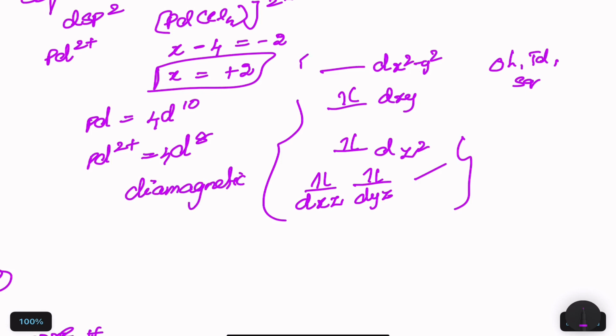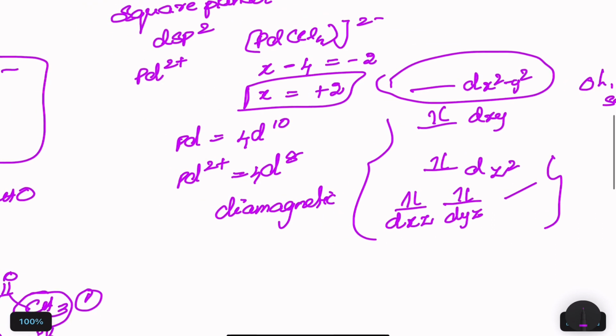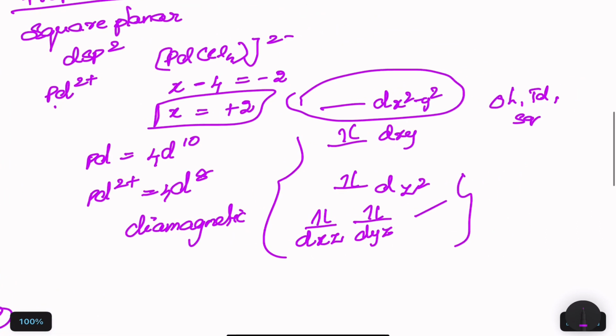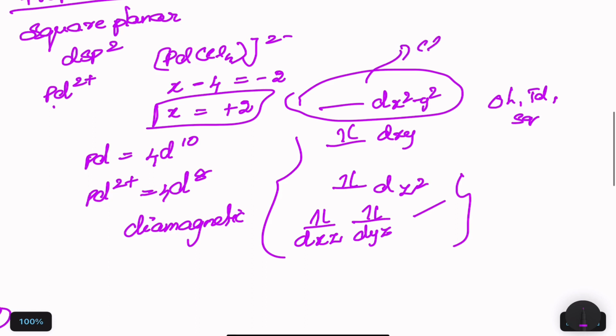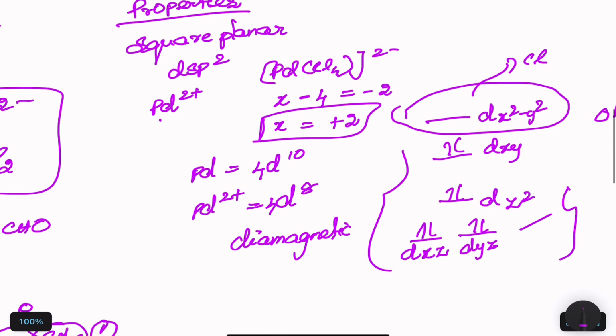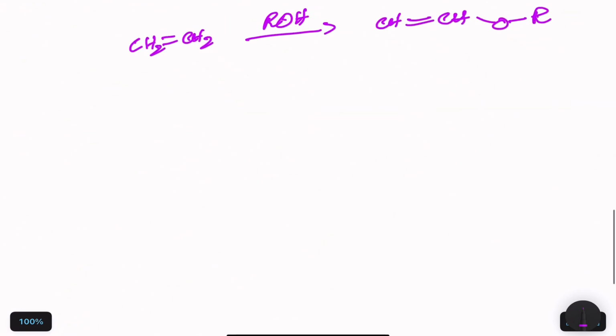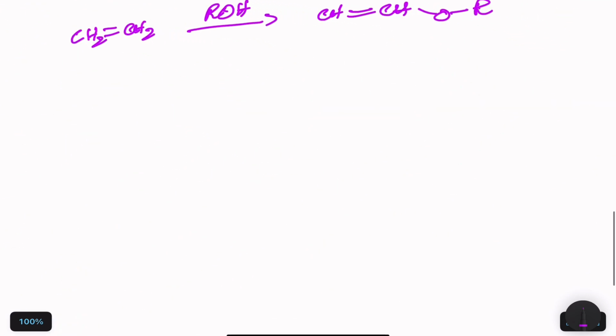And then here the dx2-y2 orbital will be responsible for bonding with chlorine. And then in this dsp2, the p will be what? px and py. d will be dx2-y2. So let's move on to the mechanism part. So this mechanism is very, very important. So very easy mechanism only.